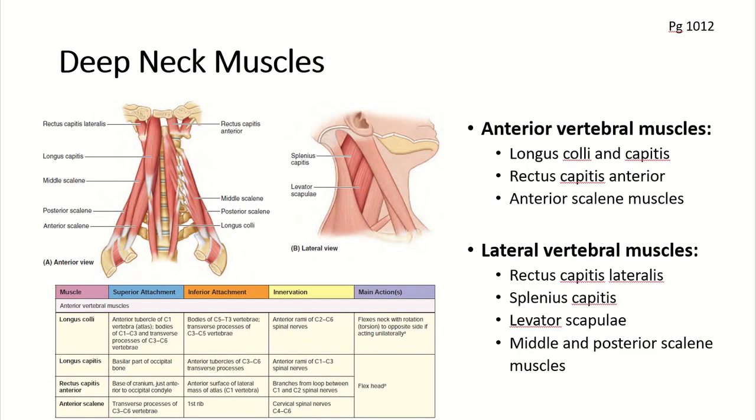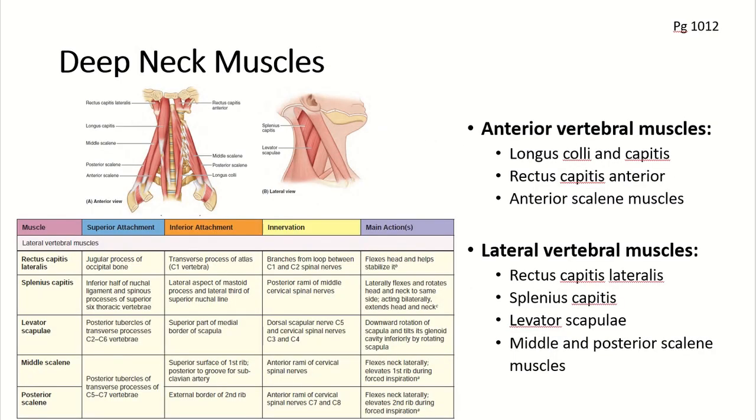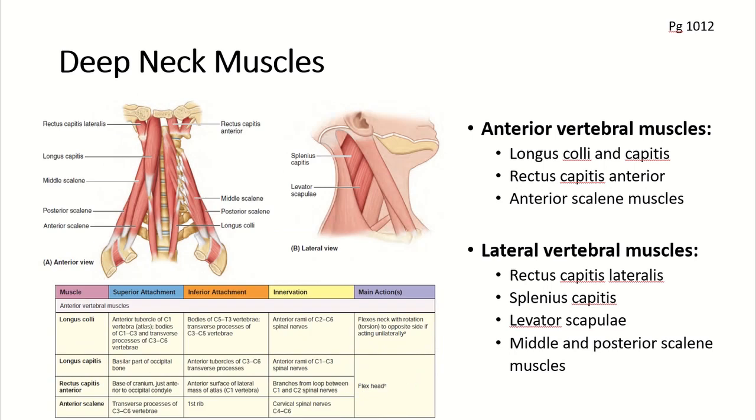If we move on to the deep neck muscles, everyone's favorite, we can see that these consist of both anterior vertebral muscles as well as lateral vertebral muscles. The anterior vertebral muscles that we want to talk about are the longus colli, the longus capitis, the rectus capitis, and the anterior scalene muscles, which are my favorite muscles ever.